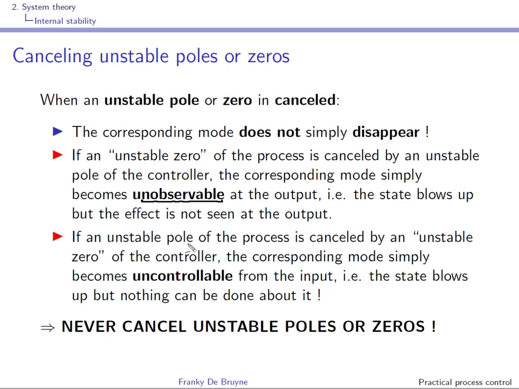If an unstable pole of the process is cancelled by an unstable zero between quotes of the controller, the corresponding mode becomes uncontrollable from the input. So the corresponding mode blows up, but you can do nothing about it with the controller.